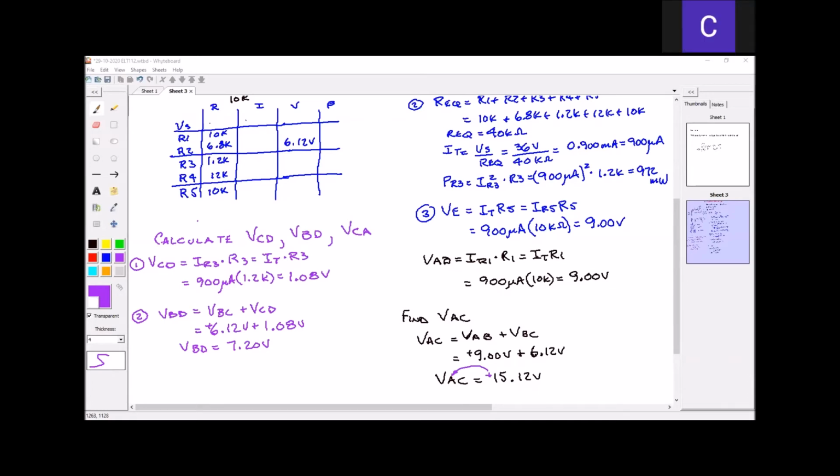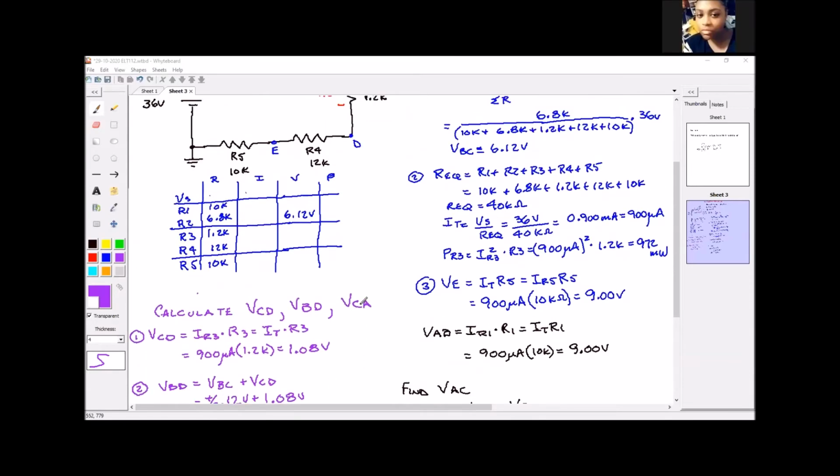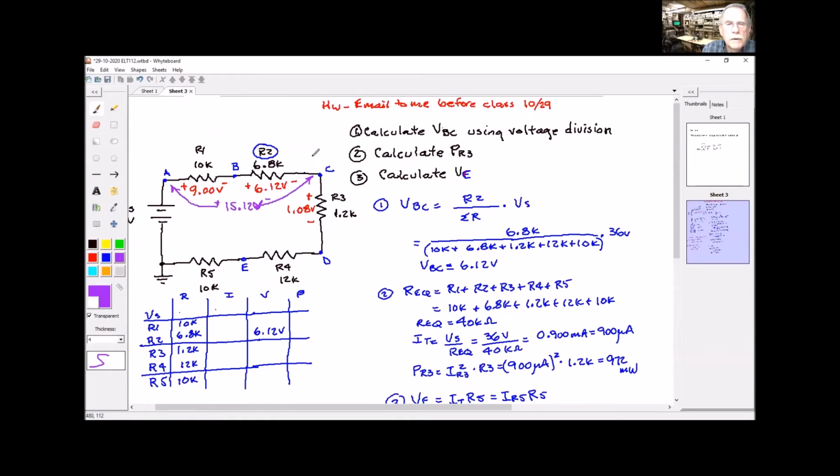How about VCA? Do you have to calculate from CD, DE, and then EA, or do we just go backwards on C and A? Well, we're going to do it both ways. The next part is find VCA. So I have two ways I can go. I can go from C to A this way, which would be R2 and R1, or I could go C to A from C to D, D to E, E to ground, ground to A. And we're going to do it both ways, and let's see what happens.